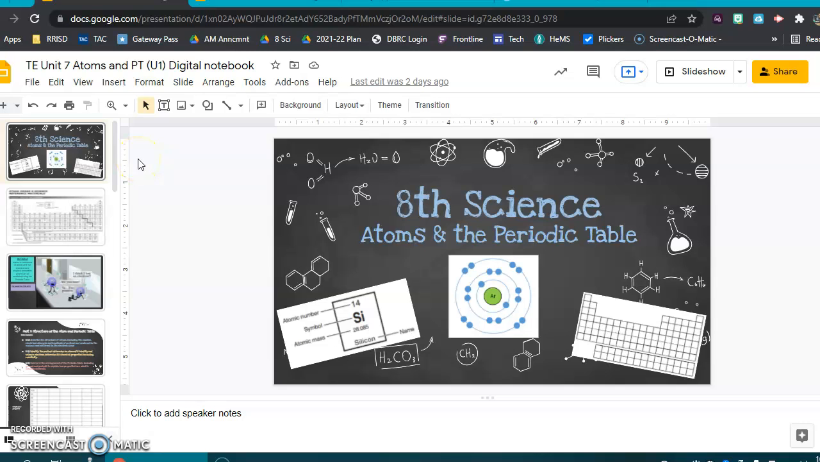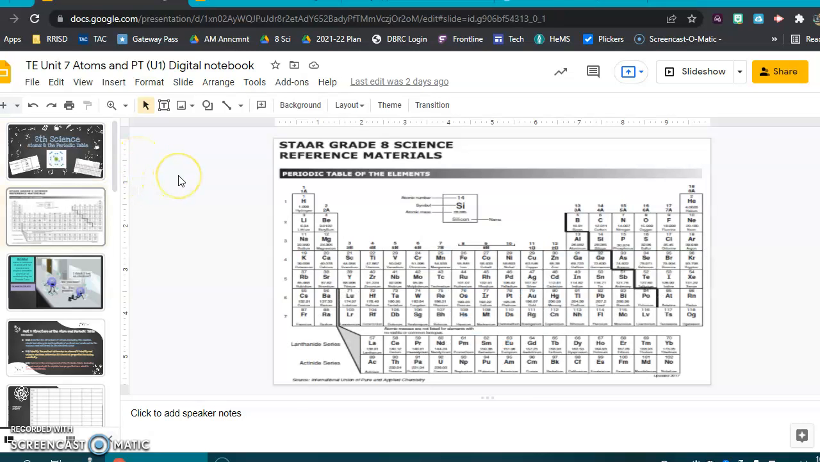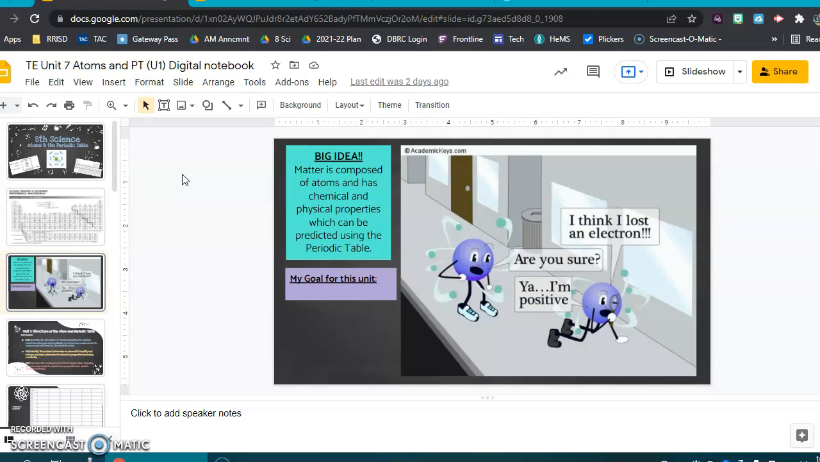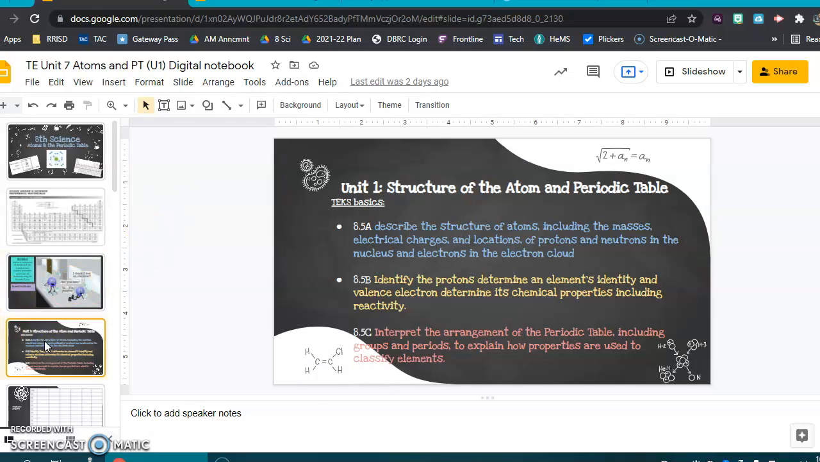Here's the atoms. It's a periodic table that you're going to see. So we gave you one that looks like you probably see. Here is the big idea: matter is composed of atoms and has chemical and physical properties which can be predicted using the periodic chart. And your goal, let's remember, we're looking for something specific. Like, I want to earn an 80 in my digital notebook, or I would like to get 60% of all my assignments in on time, or I want to get an 80 on the DCA. Something that has a number that we can measure. Okay? Right here are our 3 TEKs, the things that all our instruction comes from.